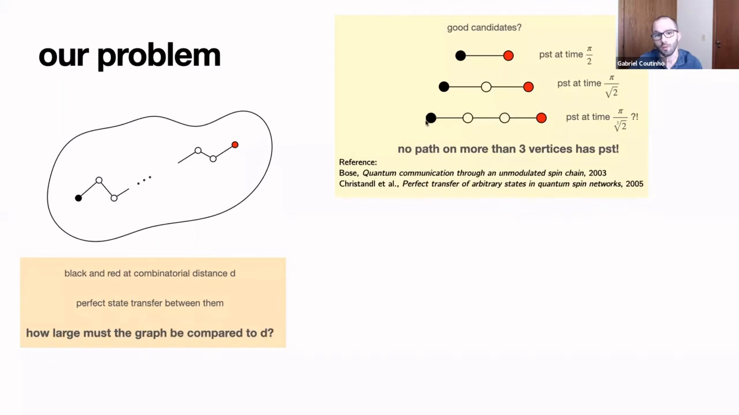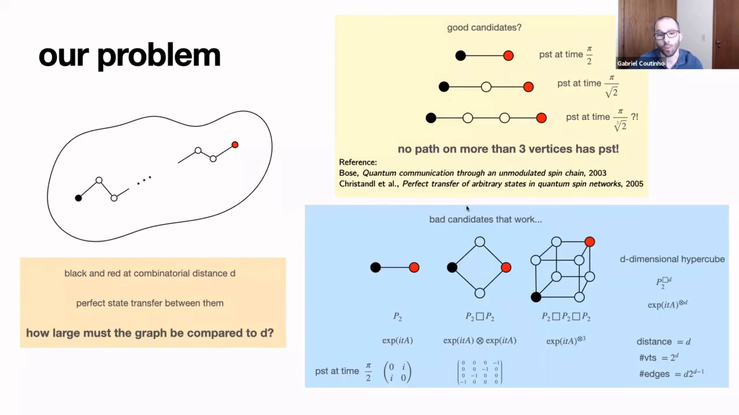Okay. So a path would be the smallest possible, because you have distance D and you have the smallest possible number necessary to have this path of distance D, which is D plus 1 vertices and D edges. So this would be the good candidates. Which are the bad candidates that actually work?